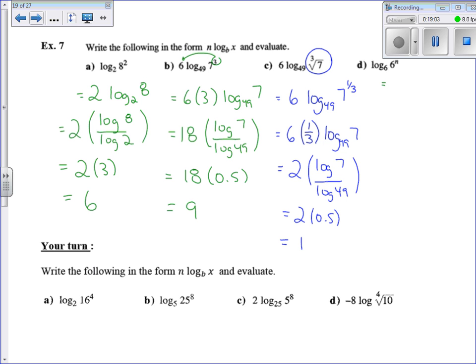And n times log base 6 of 6. So that's n times log 6 divided by log 6, which is n times 1, which is just n.